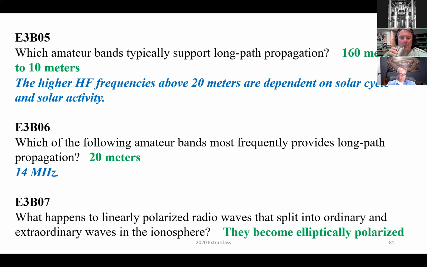E3B05, which amateur bands typically support long path propagation? And that's going to be the HF bands, 160 meters to 10 meters. The higher HF frequencies above 20 meters are dependent upon the solar cycle and solar activity.